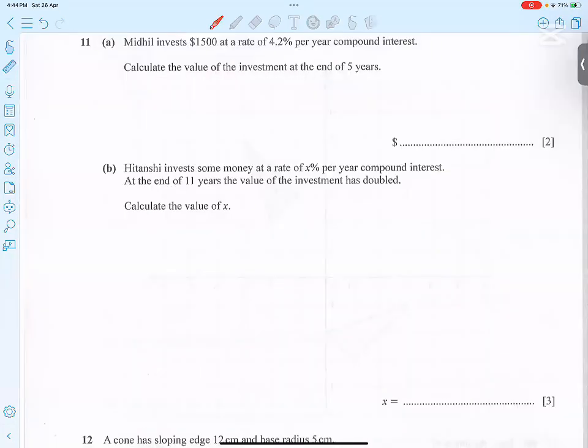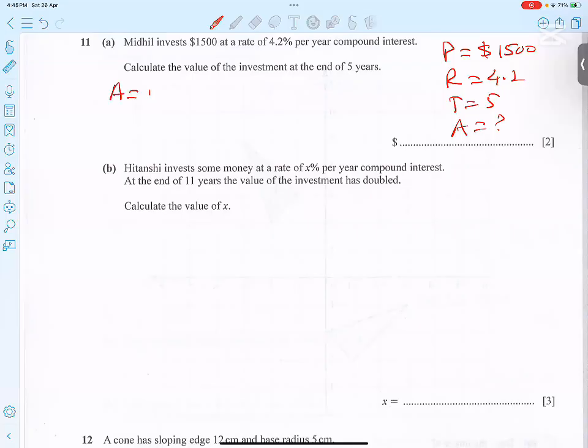Question number 11 we have now. M invests $1,500 at a rate of 4.2% compound interest. Clearly mentioned compound interest, and the value of the investment after 5 years. So here P is the investment, which is $1,500. And what is the rate of interest? R is 4.2 and time is 5 years. He's asking for the total amount.